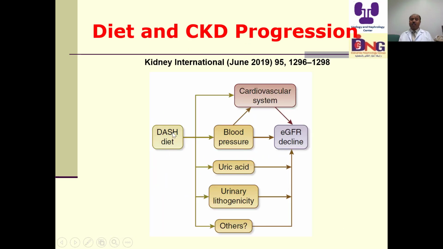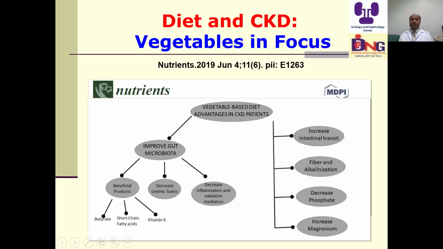Because the DASH diet helps in controlling blood pressure, uric acid, stones, and others, with subsequent improvement of the kidney and the cardiovascular system. We should encourage these plans, especially for the general population. Don't wait until we have advanced chronic kidney disease to be afraid of potassium containing diets. This is why we encourage the intake of vegetables even for patients with early stages of CKD, because vegetables improve intestinal transit time, including fibers and alkaline, decrease phosphate, increase magnesium. All these are friends for the kidney.